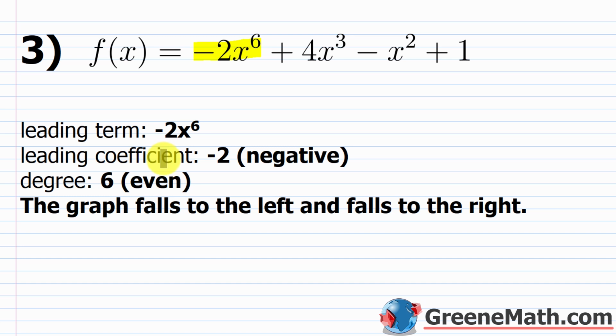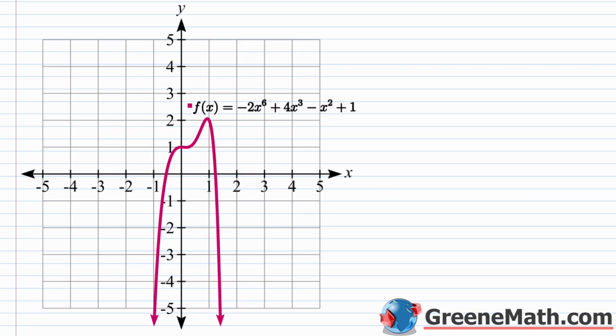And then the leading coefficient is just the negative 2. So of course that's negative. And the degree is 6, which is an even number. So that tells me that this is going to match, again, just think about the upside down parabola. If you had something like f of x equals negative x squared. So the graph falls to the left and falls to the right. Again, you can always graph this on Desmos or something like that for confirmation. This is your f of x equals negative 2x to the 6th power plus 4x cubed minus x squared plus 1. So again, the graph falls to the left and falls to the right.